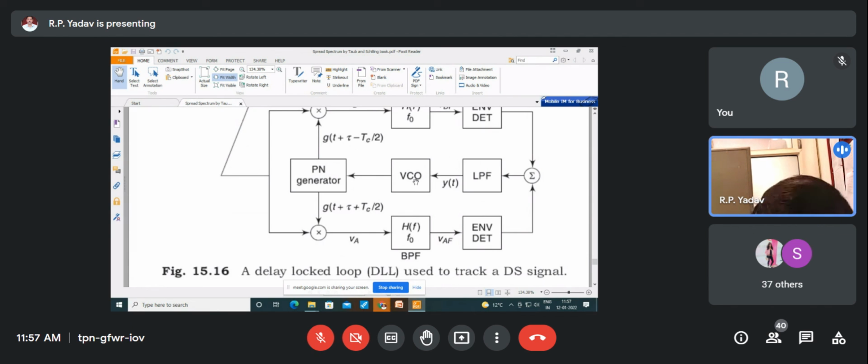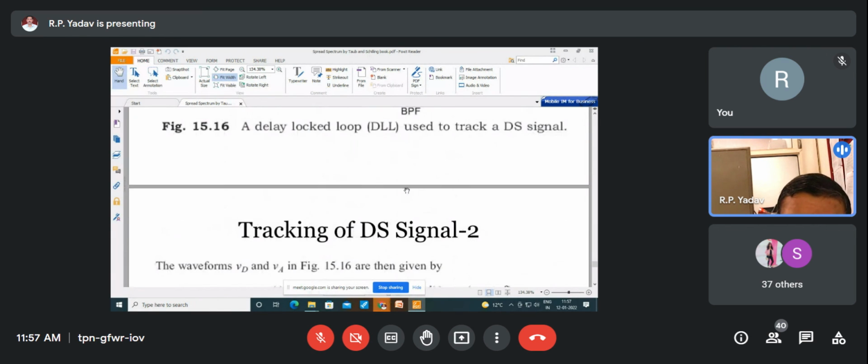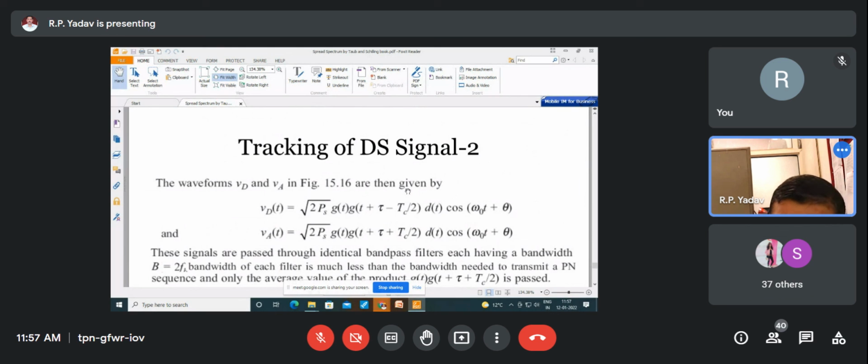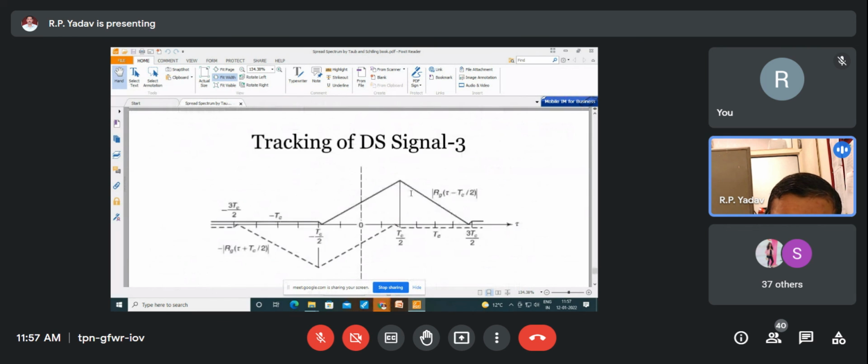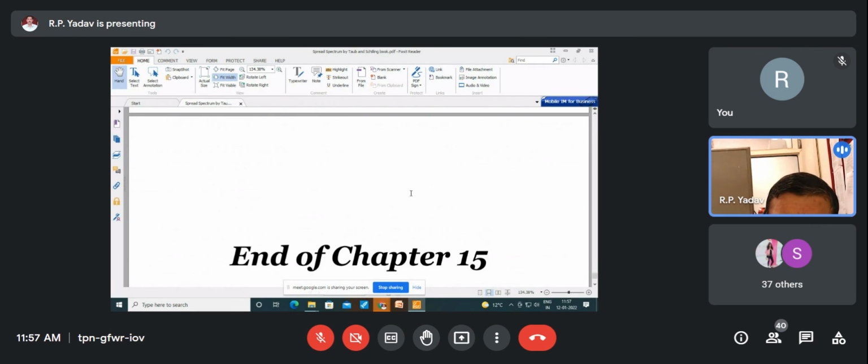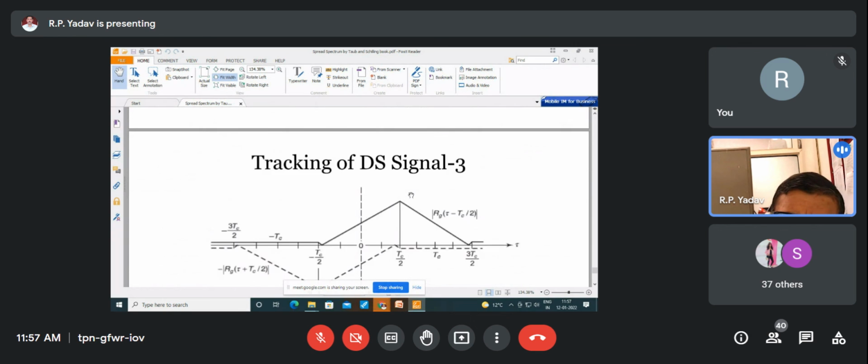Similarly, this DLL is also used to synchronize the corresponding signals, depending upon the variations we can see. So this is all, I think, for today. We will start from here. I think there are not many slides in this particular case, or maybe another topic. I think this is over.